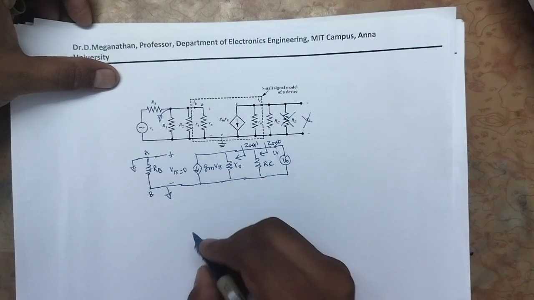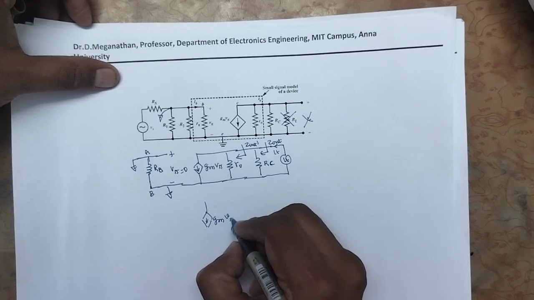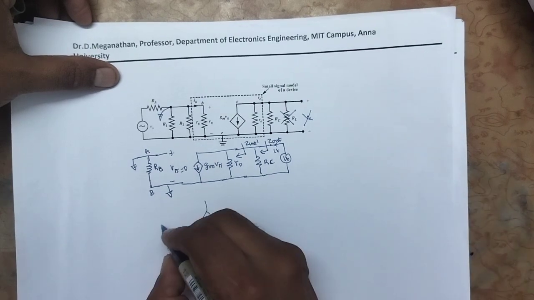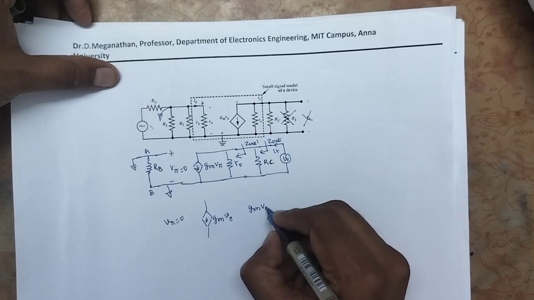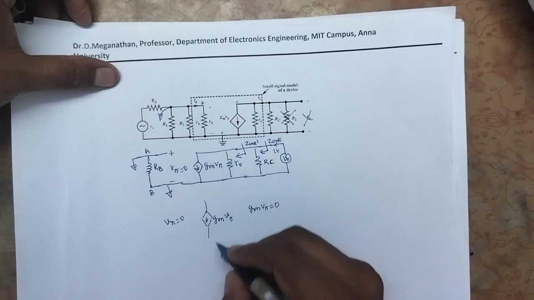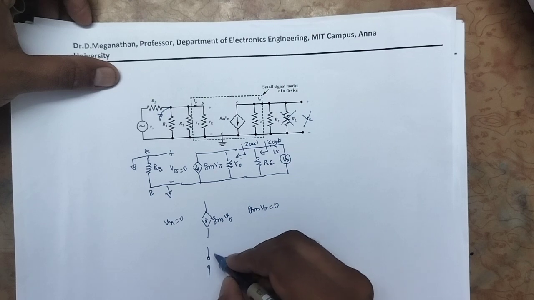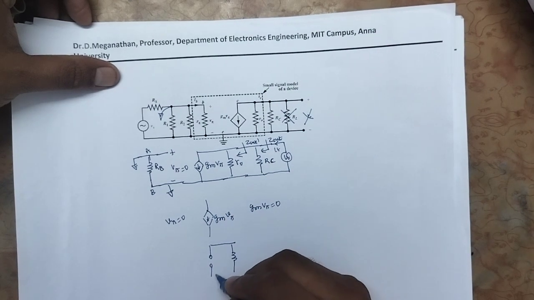So gm V pi is the dependent current source. This current depends on the input voltage. When V pi equal to 0, gm V pi will be 0. So current source 0 means it is open. Voltage source 0 means it is shorted. Dependent current source 0 means it is open.